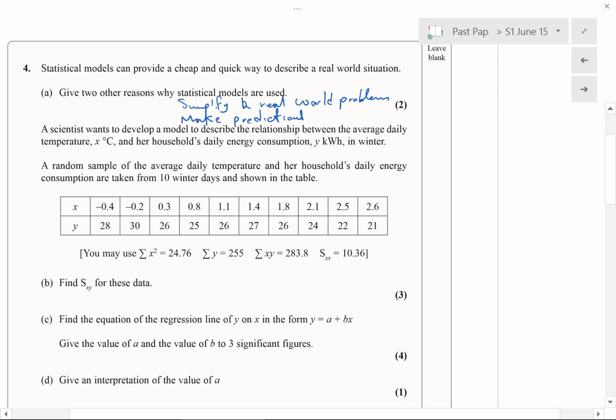Others, it says in the mark scheme, are improve understanding or analyze a real-world problem or change variables, replicate easily. But those two seem to be the most pertinent here. Stats is actually all about making predictions about populations, but it's a bit strange really to have questions like this when we haven't really done much stats. We go on to S2 and S3, we talk a lot about making inferences from a population. So a bit of a strange 2-mark question, if you ask me. But anyway, here's your answer.